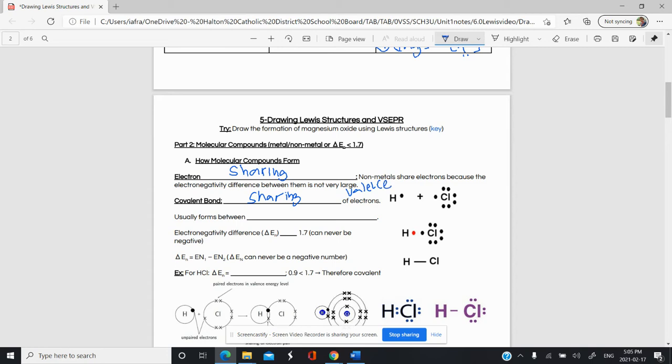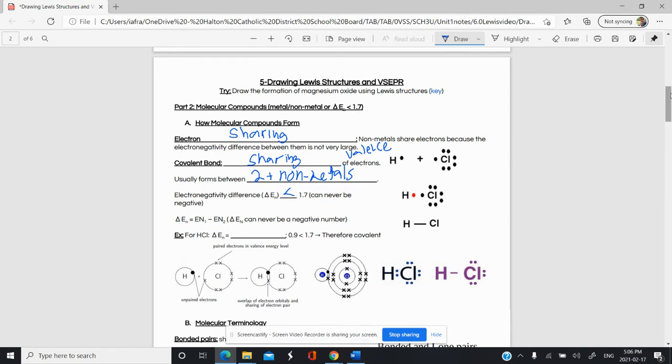Usually, for the most part, it's going to form between two or more nonmetals. There are some exceptions where you might see a metal form a covalent bond with a nonmetal, which is why you would need to actually use your electronegativity difference to figure out if you actually have a covalent bond or not, but it's very rare. Either way, we are always going to try to confirm what type of bond we have using our electronegativity difference. You know you have a covalent bond when your electronegativity difference is less than 1.7. And remember, electronegativity difference can never be a negative value.